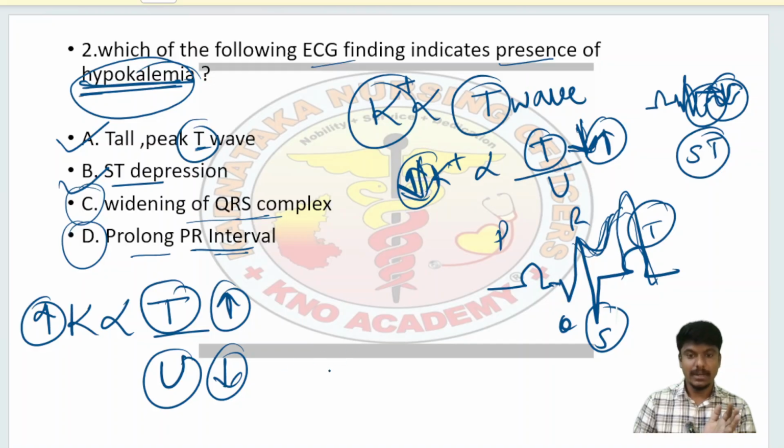And widening of QRS is not seen in hypokalemia. What is the normal QRS complex duration? What is the normal QRS complex duration?